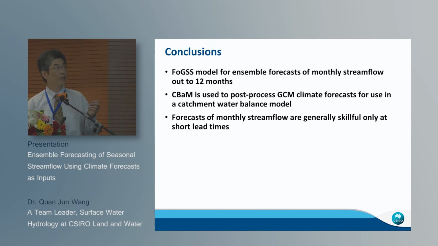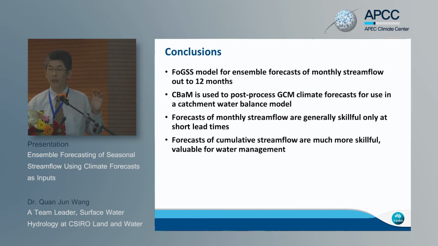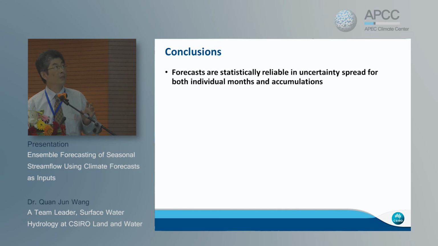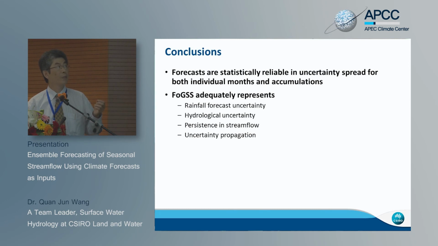Forecast monthly streamflow is generally skillful only at a very short lead time, as you've seen from the 20 catchments. However, for the accumulation, we're getting some decent skill, which we think has enough useful information for water management planning, for those planning models. In terms of science, we're really pleased that the forecasts are statistically reliable in uncertainty spread for both individual month and accumulation. What that's telling us is that the model is representing the rainfall forecast uncertainty and the hydrological uncertainty reasonably well, and the position in the streamflow, and propagating that from lead time 0 to lead time 12. The actual methodology I didn't elaborate on today, but we think we've made some progress there in terms of the science we've done.